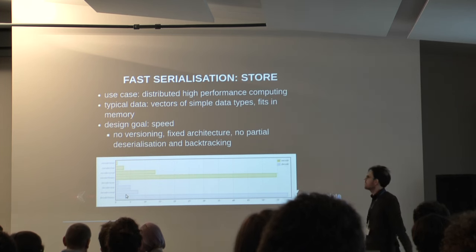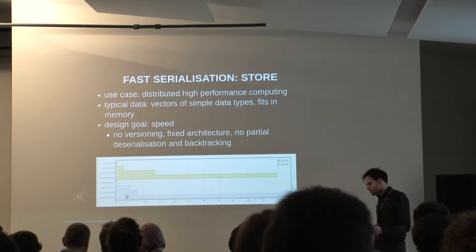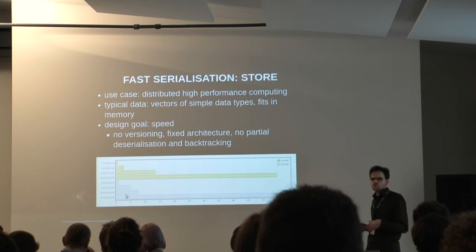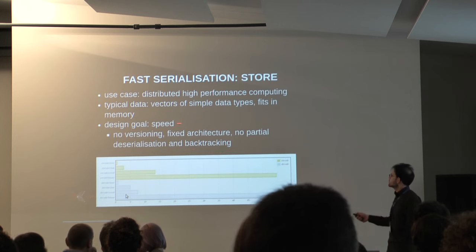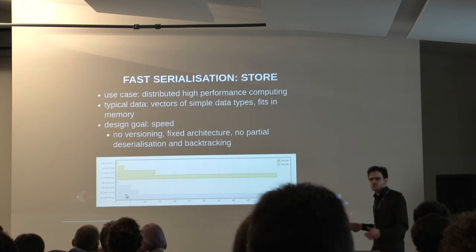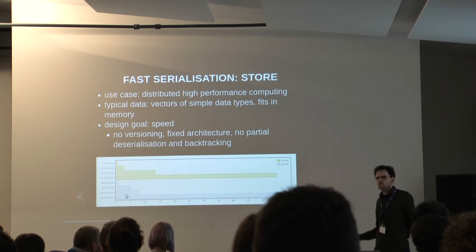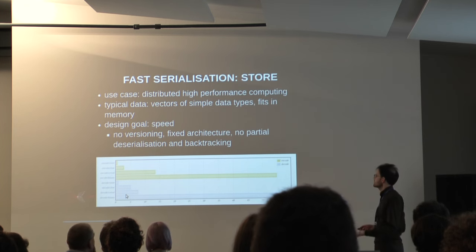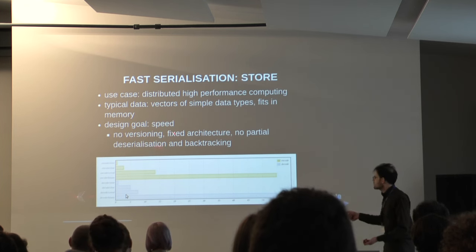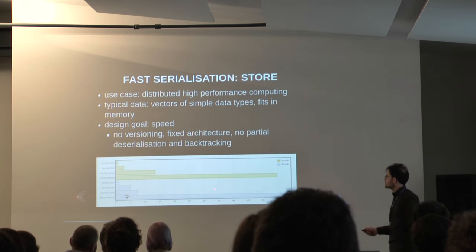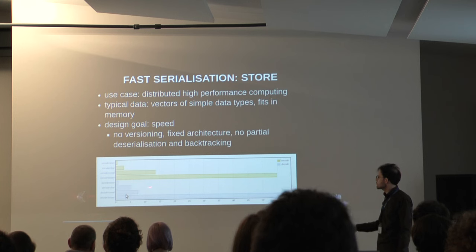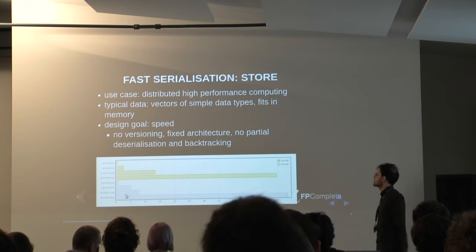And the data fits into memory because we have to do calculations with it. It's not too large, so we don't have to do any incremental serialization, no backtracking in the decoding. We don't need any versioning. We can move to a fixed architecture because we have total control over the cluster that we set up, so we can just choose an architecture and stick with that. We don't need a versioning scheme. We don't need partial deserialization and backtracking. And this allowed us to get really fast for this particular use case.